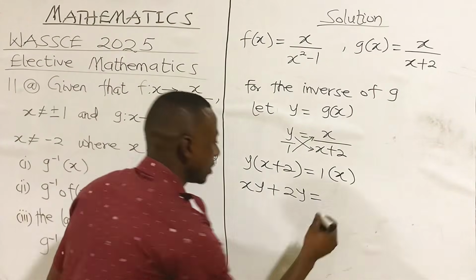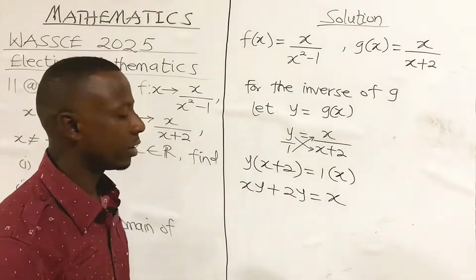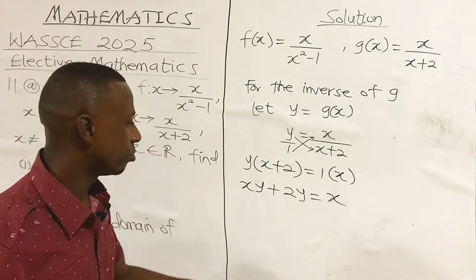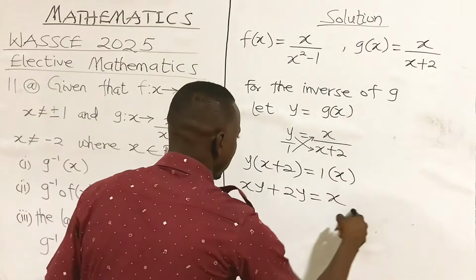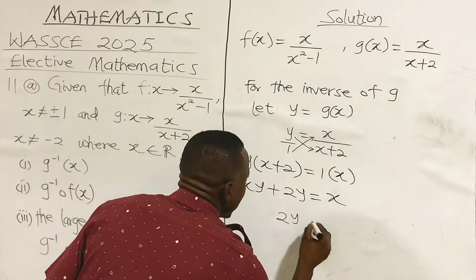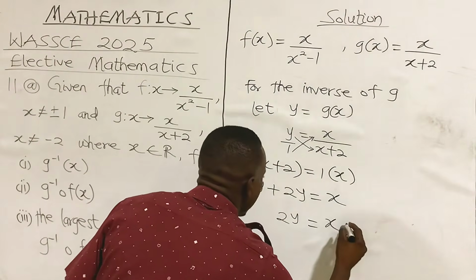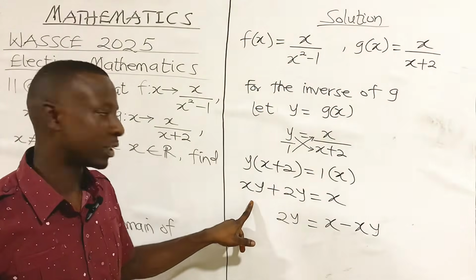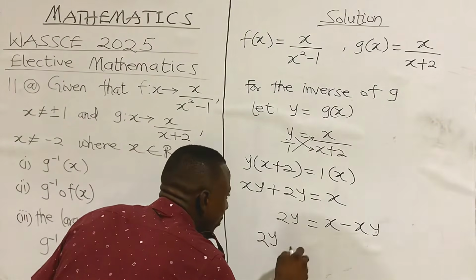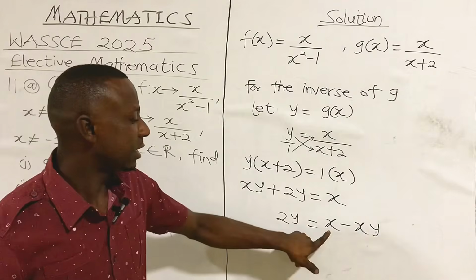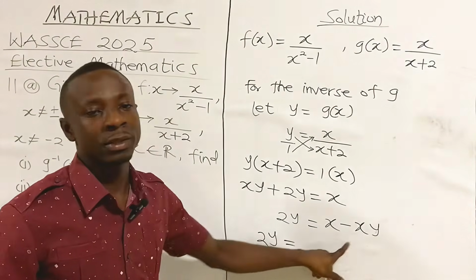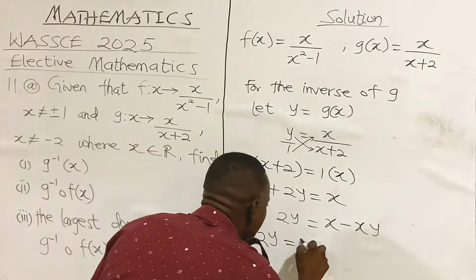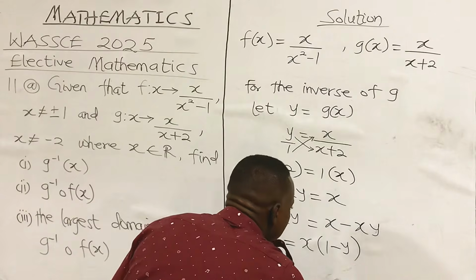We are going to get x. So from here, I'm going to make x the subject. So I'm going to put this one here. So I have 2y is equal to x minus xy. That's the additive inverse of xy. So I have 2y is equal to, since we have x being common in these two terms, then I am going to factor x out. So I have x into bracket 1 minus y.